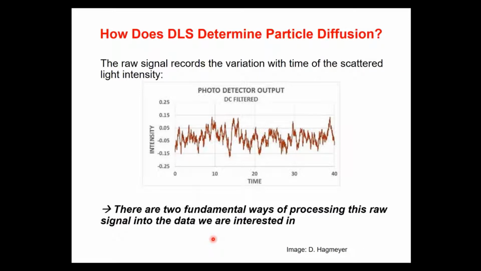What we get out of that detector, after signal conditioning and filtering out the large DC component, is something that may look like this. This is a plot of photodetector output, equivalent to scattered light intensity, over a period of time. And as you can see, there's a seemingly random oscillation here really corresponding to that seemingly random walk motion of the particles in the sample. Now, to do dynamic light scattering, we have a jumping off point. We have a fork in the road. There are two fundamental ways of taking this raw data and processing it into something that we're interested in, that is a size distribution.